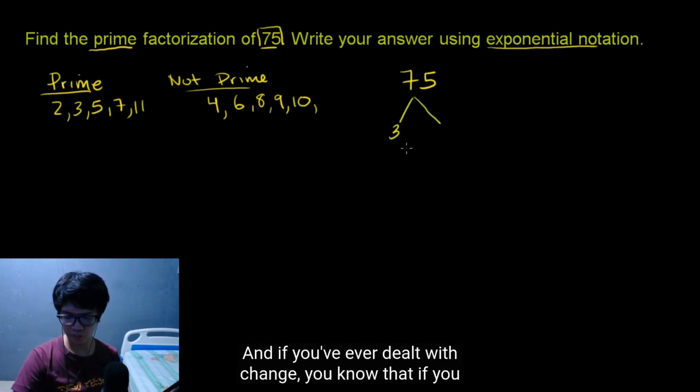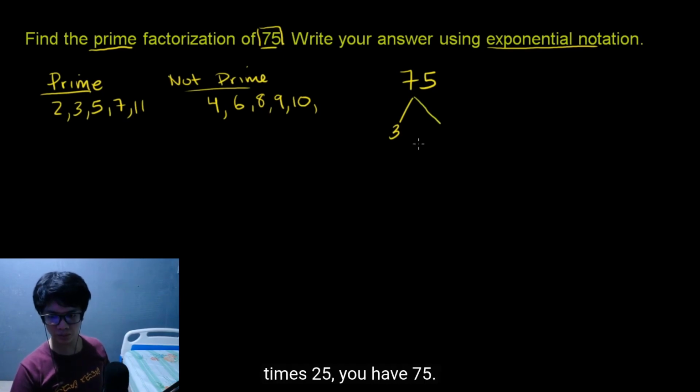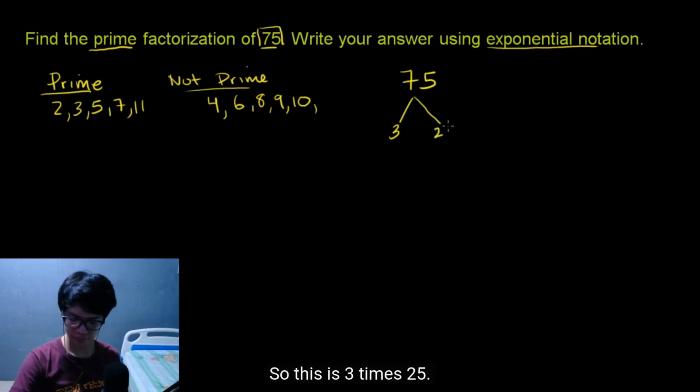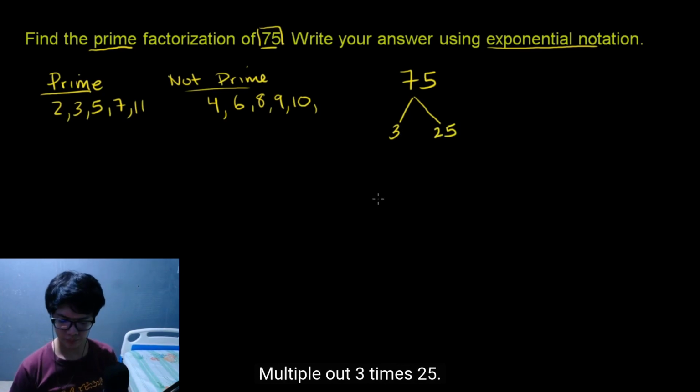And if you've ever dealt with change, if you have 3 quarters, you have 75 cents. Or if you have 3 times 25, you have 75. So this is 3 times 25. And you could multiply this out if you don't believe me. Multiply out 3 times 25.